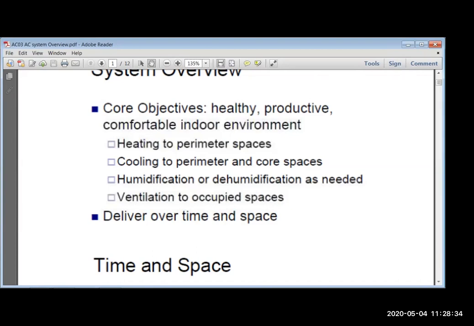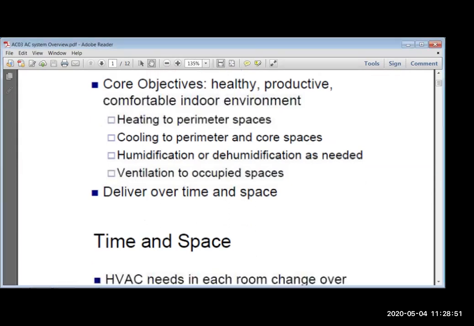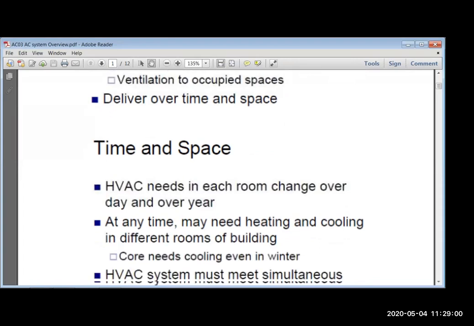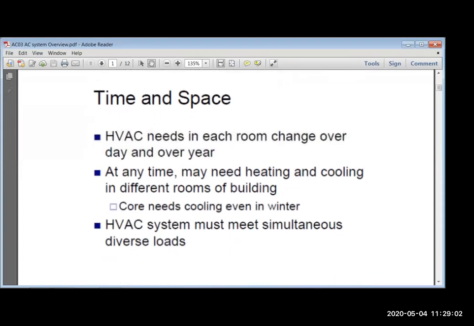If occupied spaces are not ventilated, then this will happen, as when the world was facing coronavirus and disease. So this is the purpose of air conditioning, to provide fresh air, outside air, controlled over time and space. So the air conditioning system will cover all space which is required to be heated and cooled, and during the time when it is required to heat and cool.